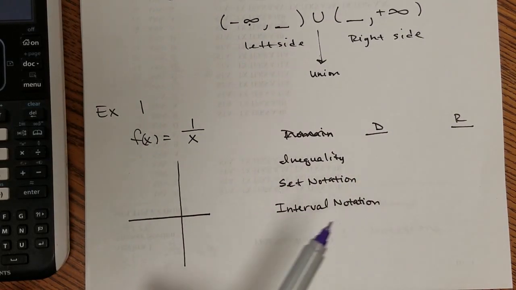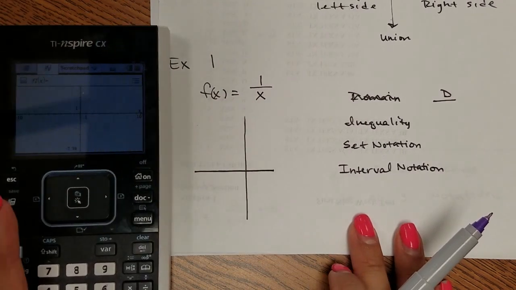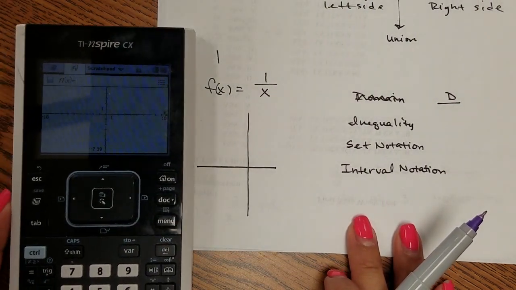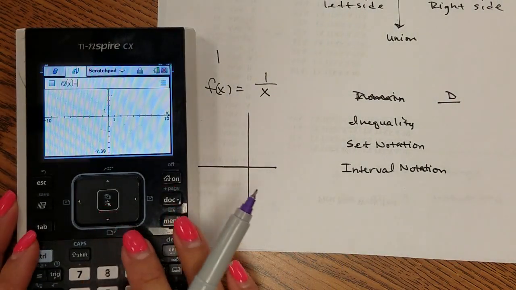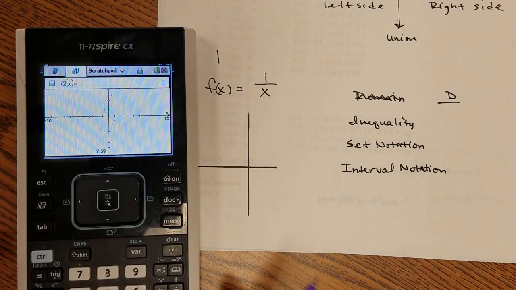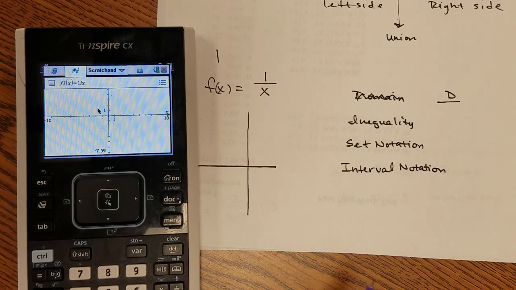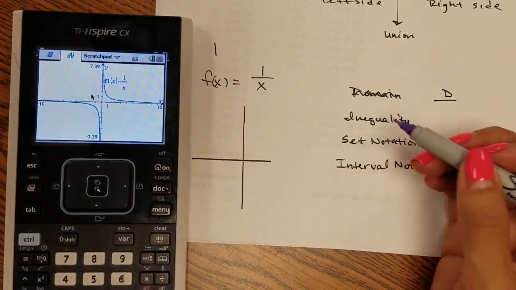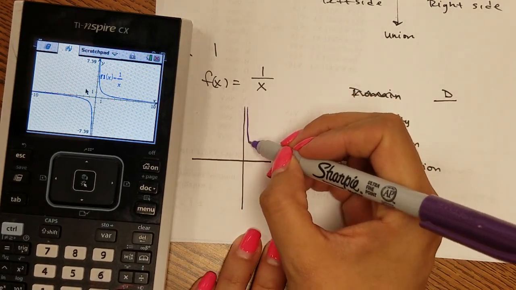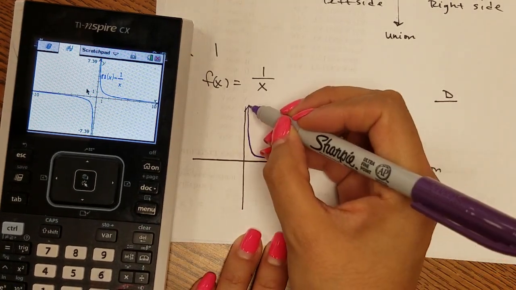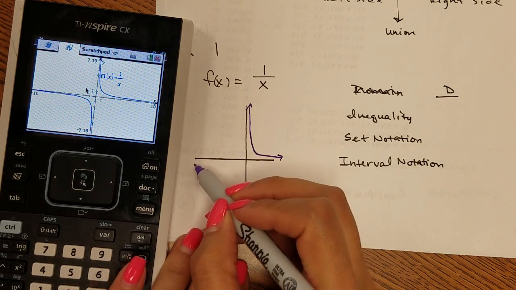So I'm going to start off with our parent function. We have 1 over x, and I'm going to show you what it looks like on the calculator. Maybe you can see it, probably not. Yeah, there you go. Okay, so I'm just going to graph it. We have 1 over x. You should be familiar with this by now. So there's our graph right there. You know that it's going to look something like this and like this.